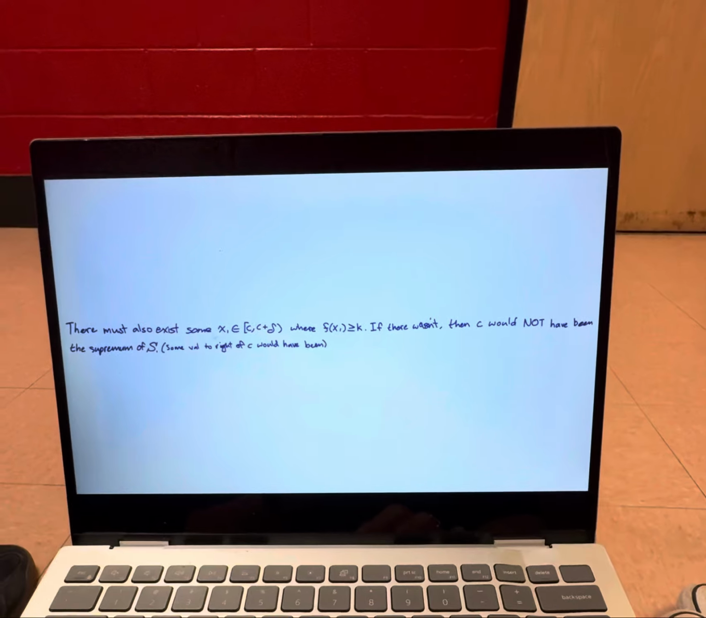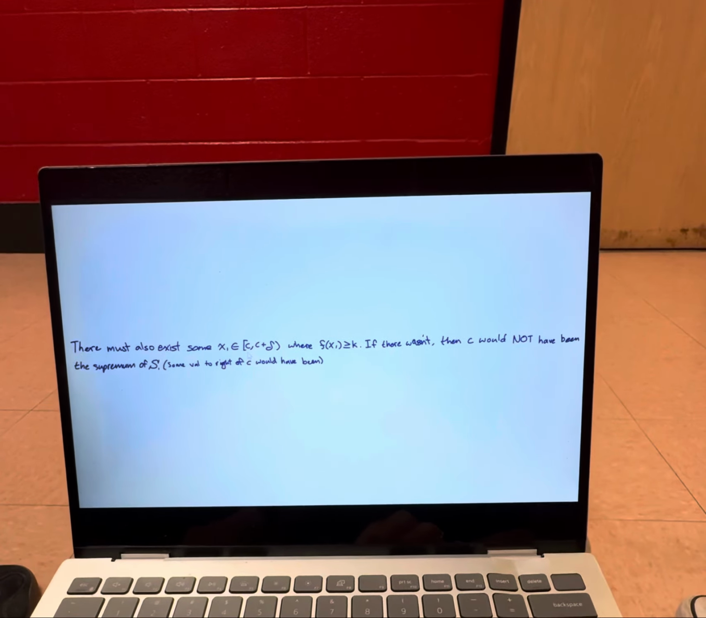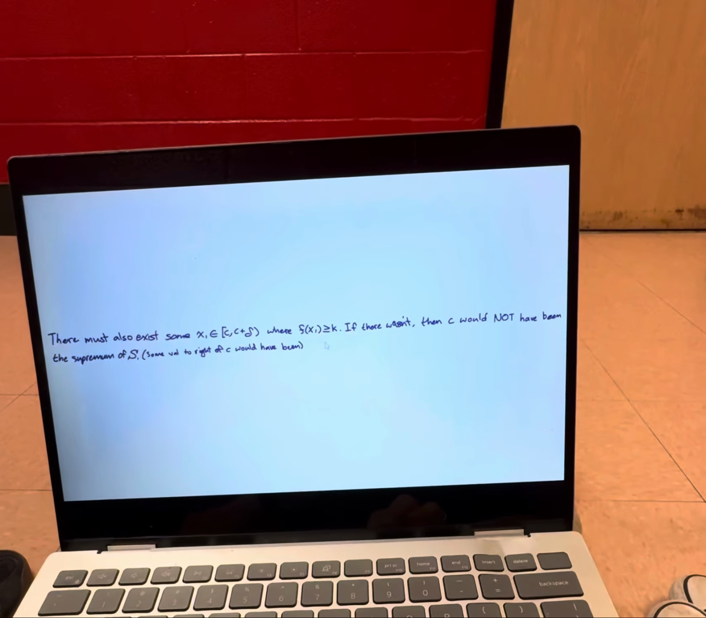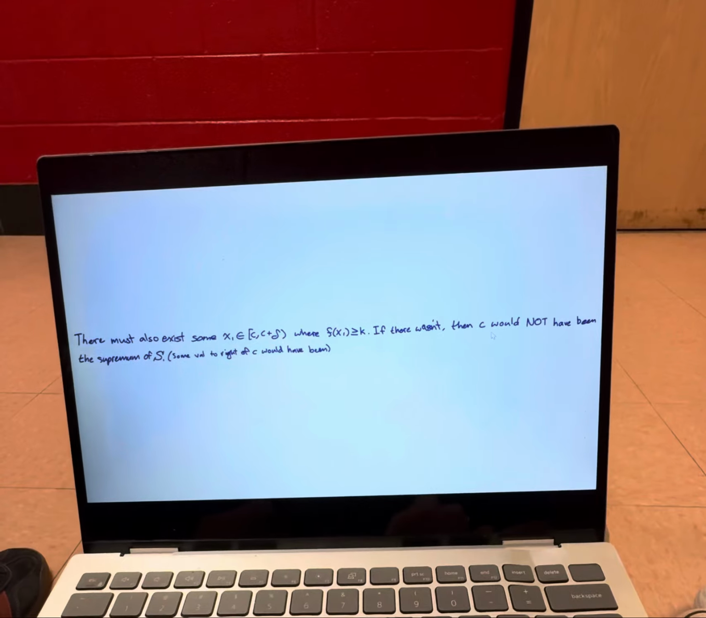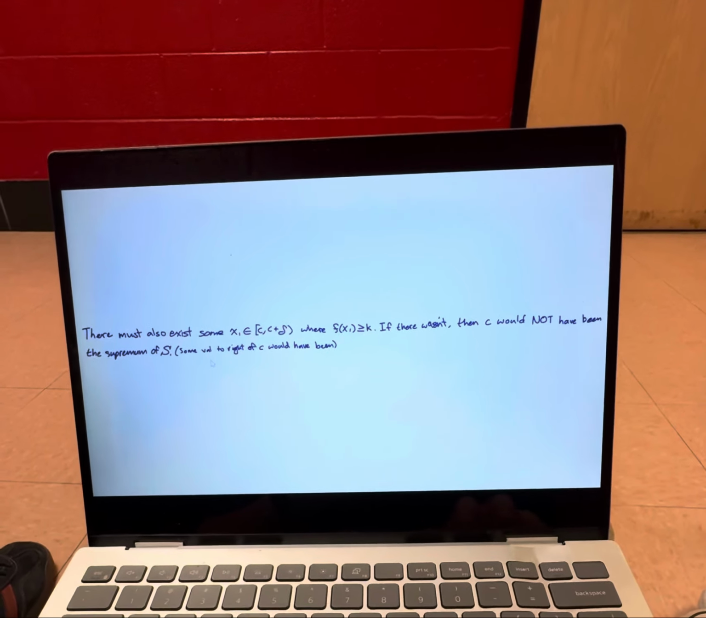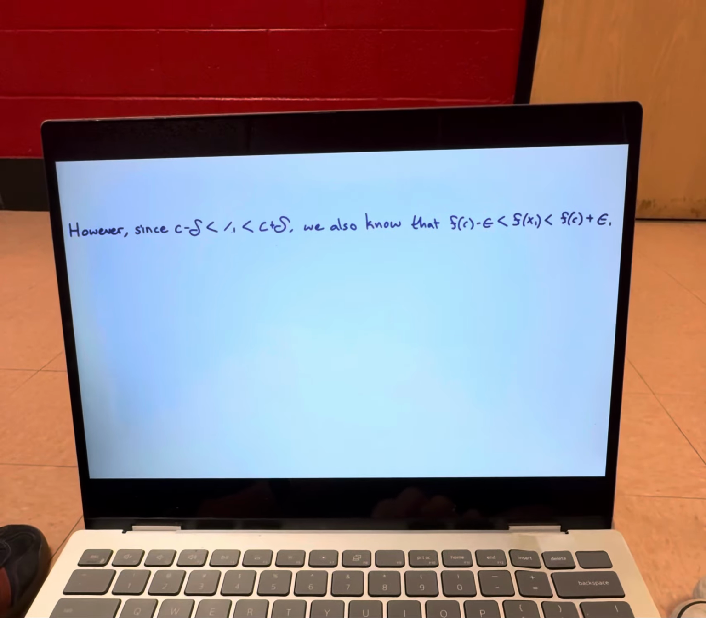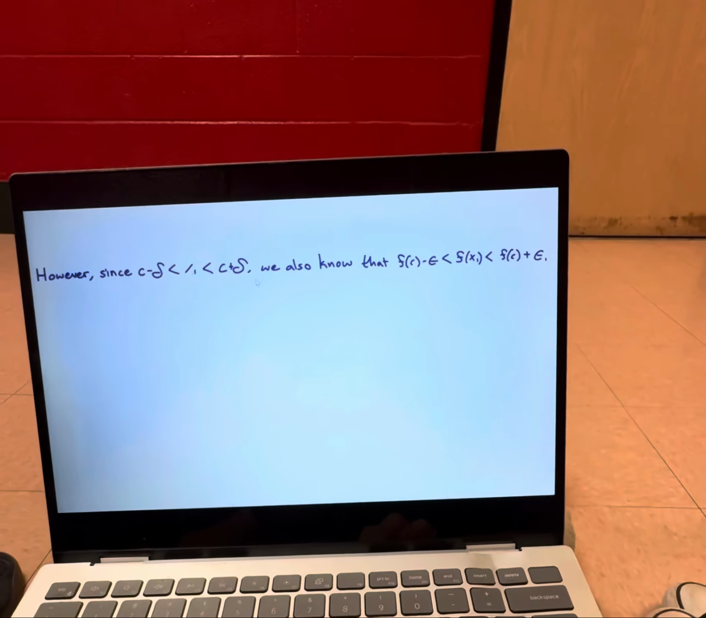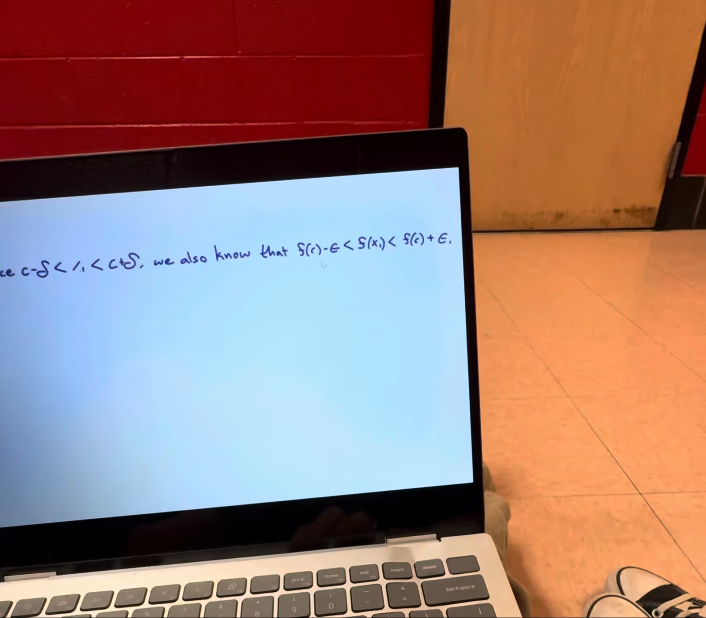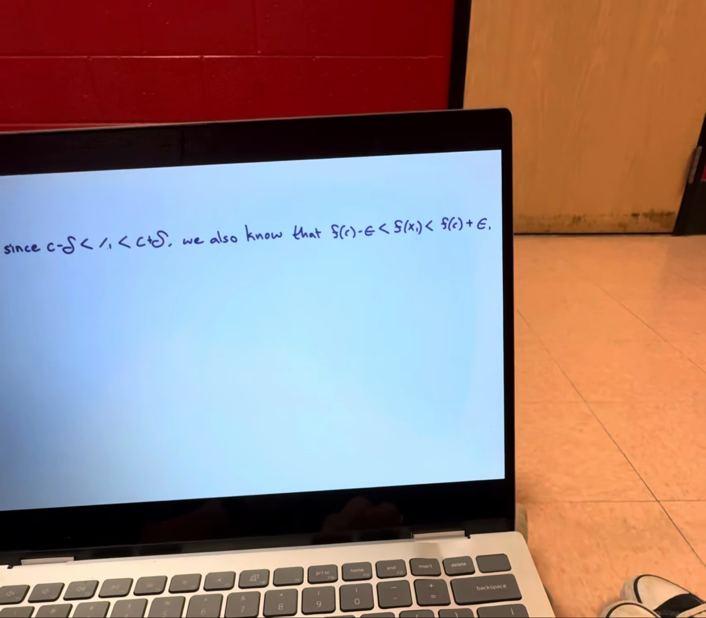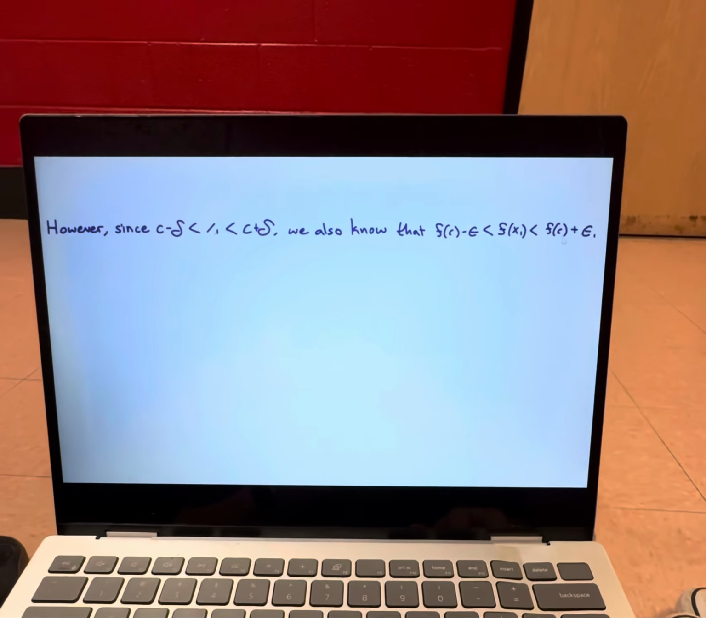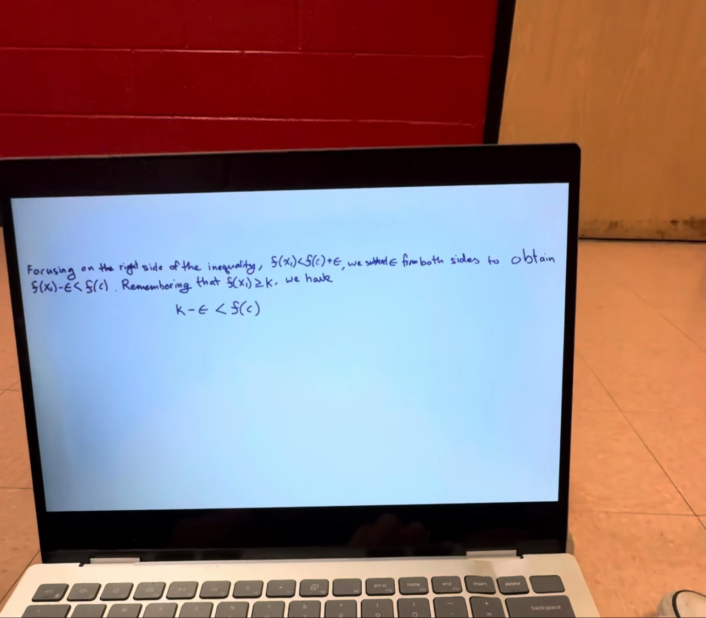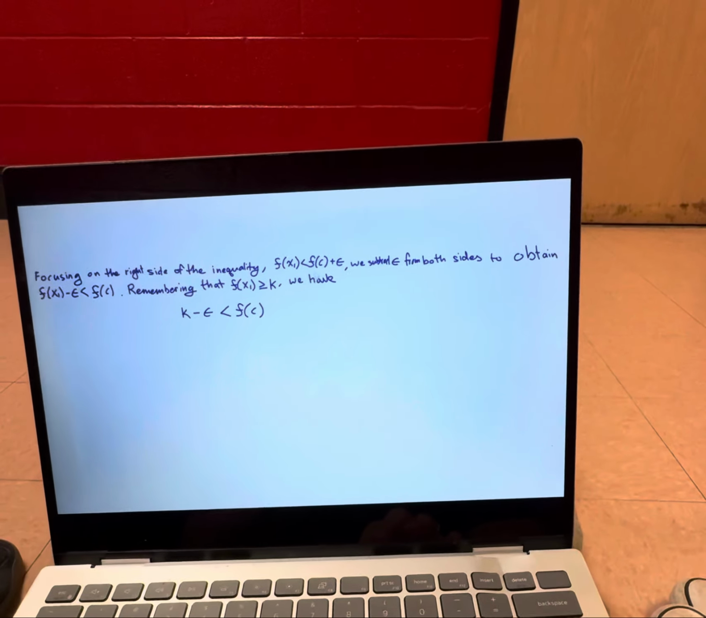However, there also must exist some x1 that is an element of c inclusive to c plus delta non-inclusive, where f of x1 is greater than or equal to k. If there wasn't, then c would not have been the supremum of the set. Some value to the right would have been. Since c minus delta is less than x1 is less than c plus delta, we also know that f of c minus epsilon is less than f of x1 is less than f of c plus epsilon. When we focus on just the right side of the inequality, we get f of x1 is less than f of c plus epsilon.